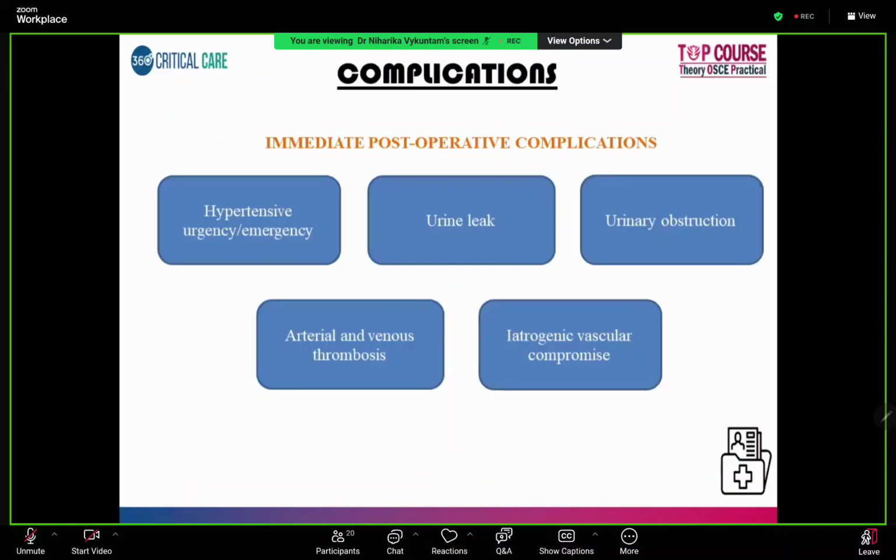Now, coming to the complications. As I told, most important as an intensivist is that we have to manage the immediate post-operative complications. The later things will be seen by the nephrologist. So, what could be the immediate complications? One is hypertensive urgency or emergency. Second, urological complications, like if there is a urine leak or urinary obstruction. Third, vascular complications like arterial and venous thrombosis or any iatrogenic vascular compromise. So we will go through each one of them and how to diagnose and how to manage.